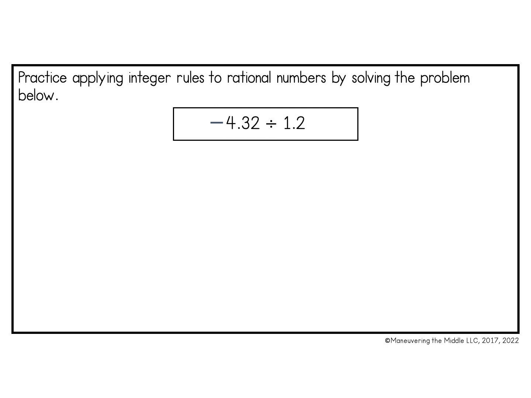So let's take a look at this first one. I have negative 4.32 divided by 1.2. So I'm going to go ahead and do the division. 4.32 divided by 1.2. I need to multiply both numbers by 10 to move my decimal over.